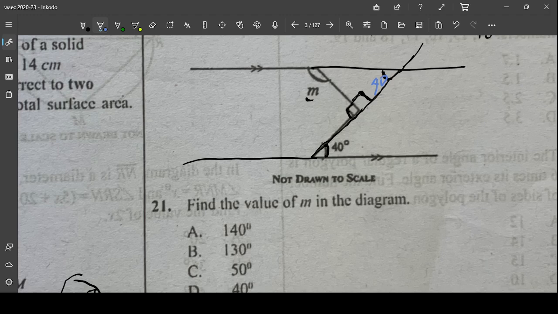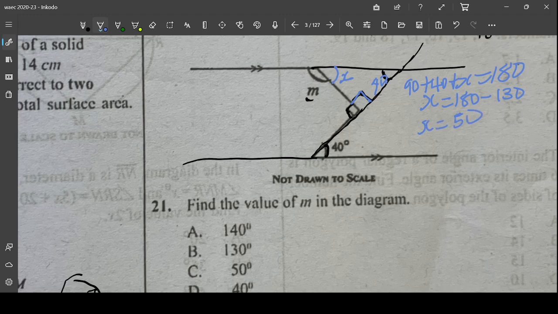So if you notice, this particular angle is unknown. I'll call it X. But I have my 90 degrees here, I have 40 degrees, and I have X. So sum of the angles in a triangle: 90 degrees plus 40 plus X will give me 180 degrees. So X is equal to 180 minus, 90 plus 40 is 130, so 180 minus 130. So X is equal to 50 degrees.